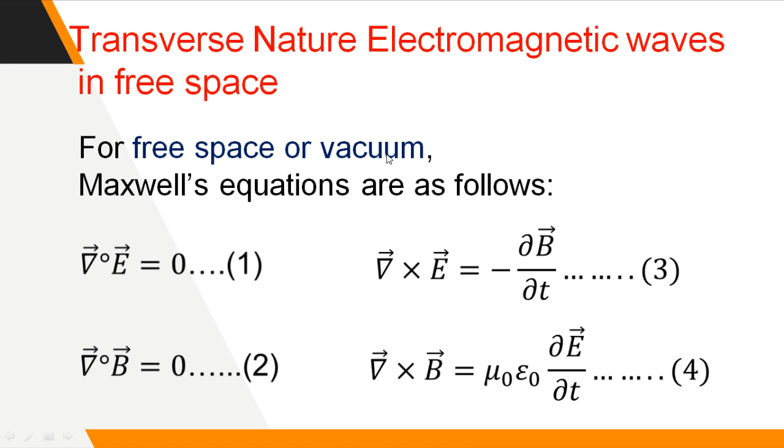For free space or vacuum, the Maxwell equations are these: del dot E is equal to 0, for free space or vacuum, meaning there are no free charges. Del dot B is equal to 0, del cross E is equal to minus dou B by dou t, and del cross B is equal to mu naught epsilon naught dou E by dou t. Here the second term, sigma E, is not there, because we are discussing free space or vacuum, with no charges. So rho is 0, and the electrical conductivity sigma is 0. So our Maxwell equations 1, 2, 3, 4 reduce to this.